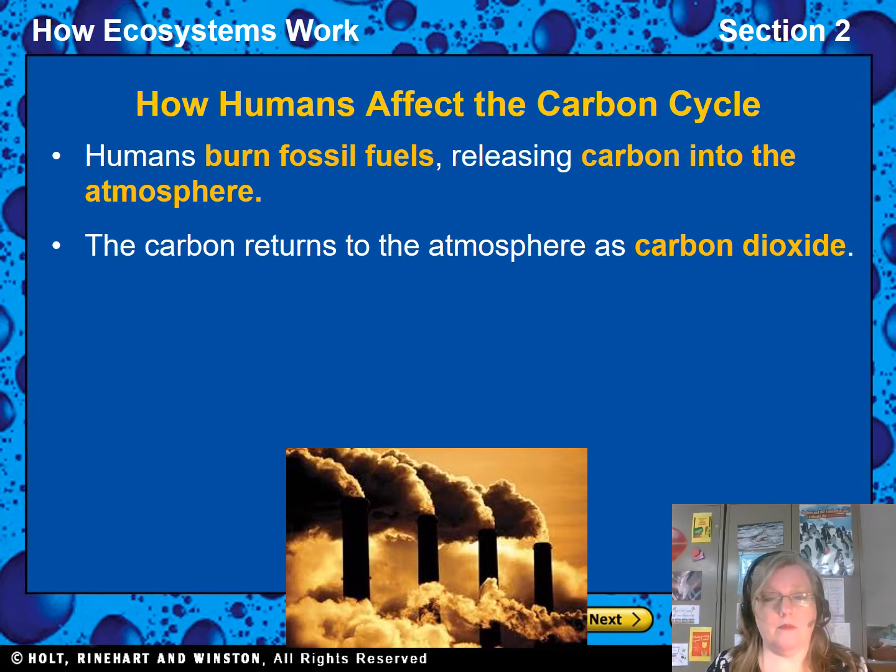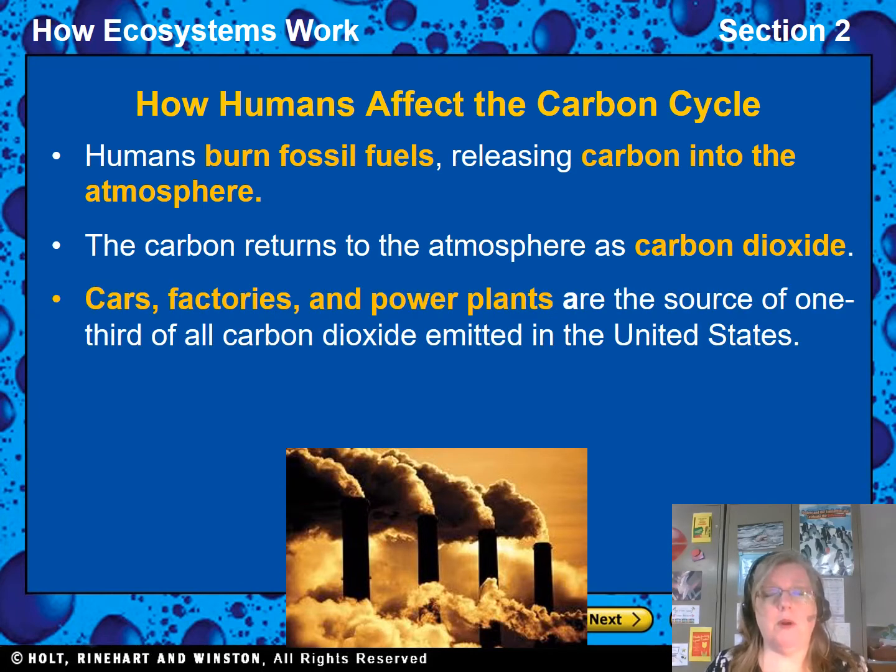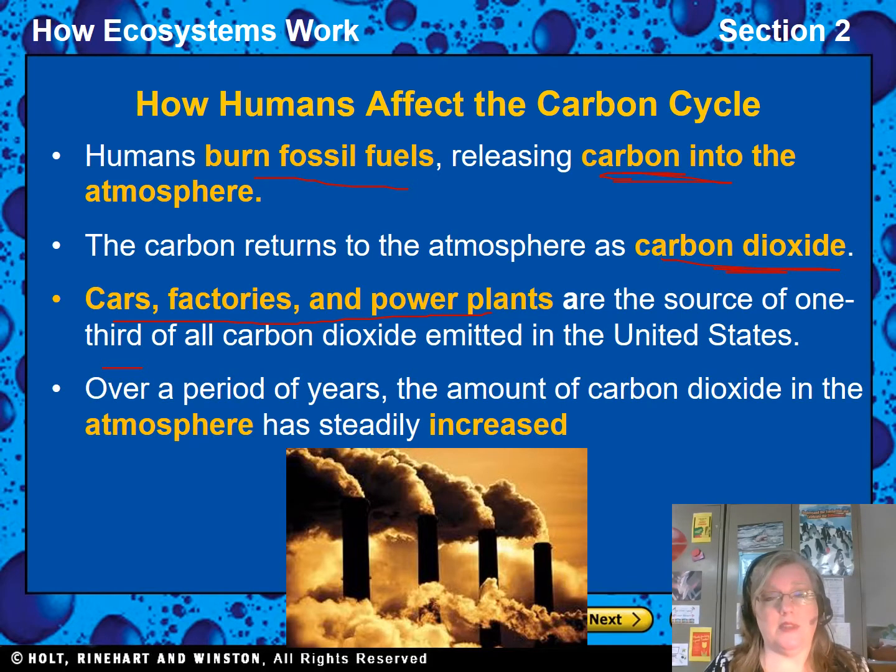All right, so humans burn the fossil fuels, releasing the carbon into the atmosphere, and it turns into carbon dioxide. So cars, factories, and power plants, they're the source of 1/3 of all the carbon dioxide emitted from the United States. So when we take these fossil fuels, remember, fossil fuels are a carbon sink that's made from the oils and fats of ancient organisms. When we burn fossil fuels, we release that carbon back into the atmosphere, okay, as carbon dioxide. And then, of course, the carbon dioxide is what's heating up the world, okay.